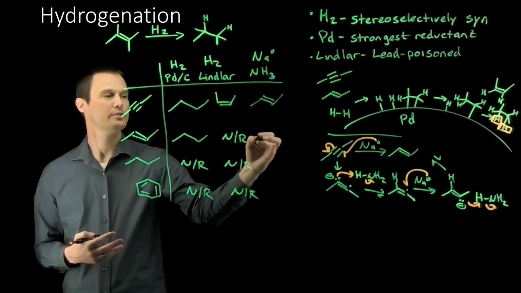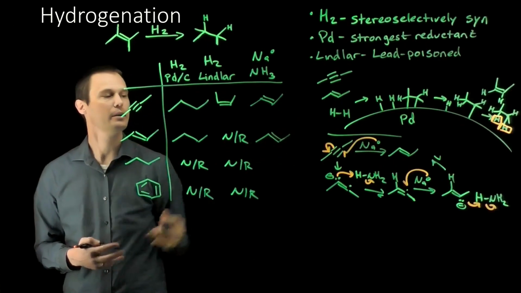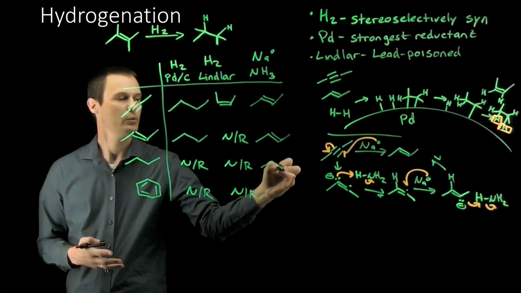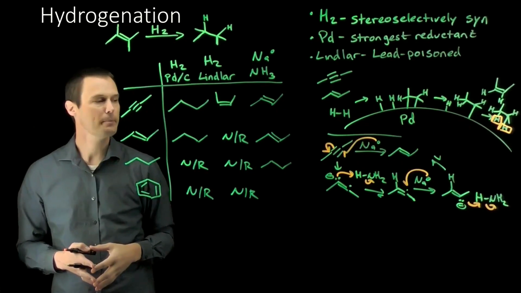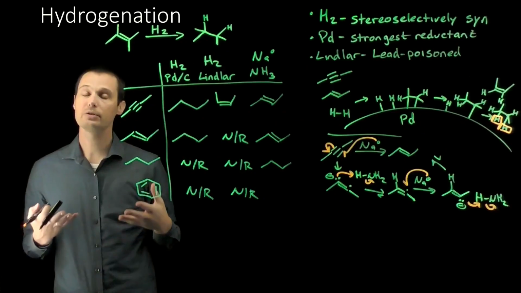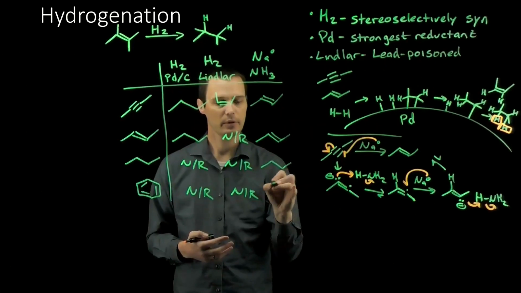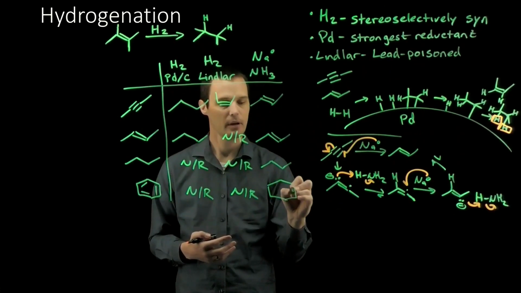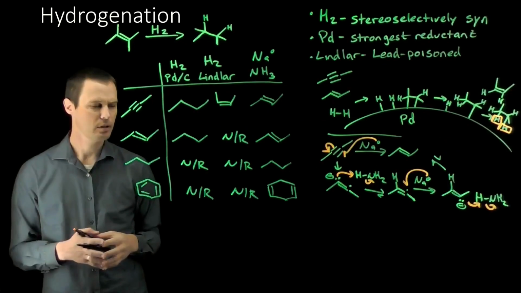This system is not a strong enough system to reduce an alkene, so if we start with an alkene, we stay with an alkene. With an alkane, we, again, don't have any pi bonds to reduce anyway. This time, however, with the benzene ring, we actually do get a reaction. The reaction with the benzene ring is to turn the benzene ring into a 1,4-cyclohexadiene. So let's talk a little bit about how that happens.